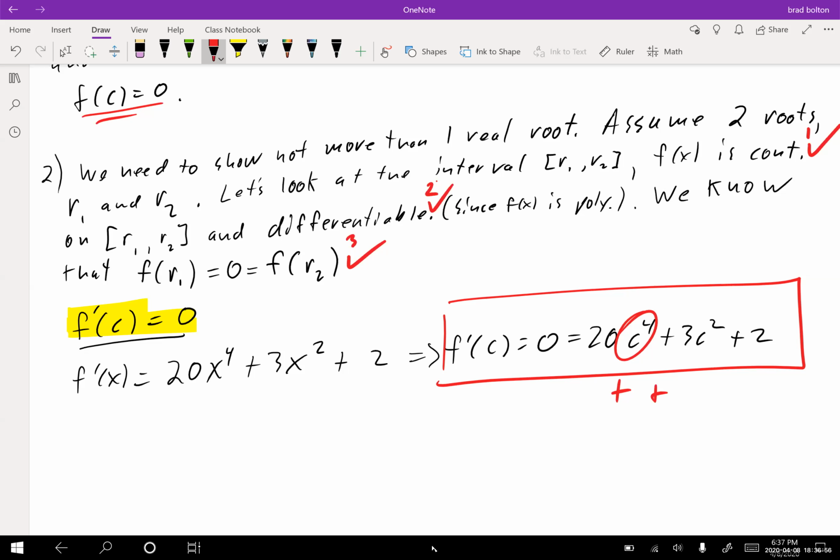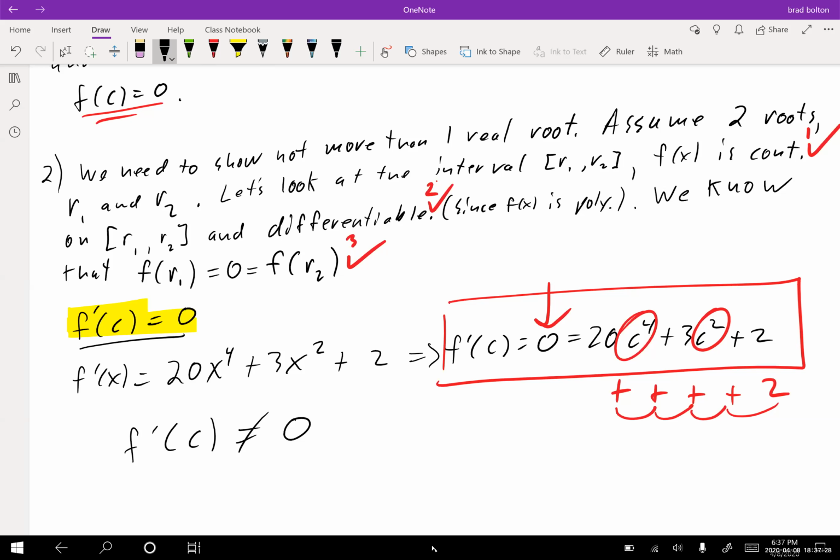Plus 3 times c squared. When you square something, what are you going to get? A positive. And then when you add 2 to it, you're going to get a positive. So a positive plus a positive plus a positive plus 2. Well, that's going to be some positive. How are we ever going to get back to 0? We're never going to be able to get back to 0, right? So because of this, we get to say something. F prime of c can never equal 0.